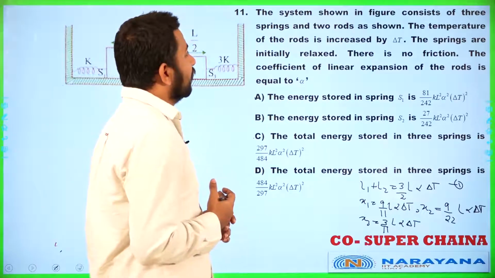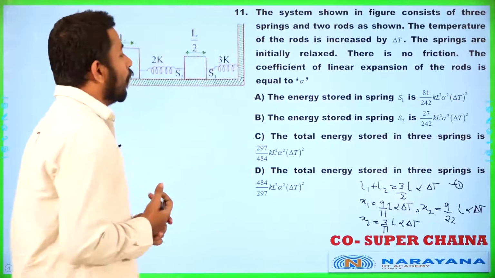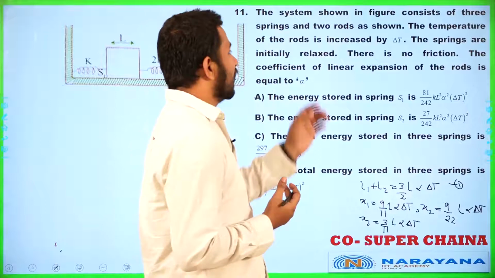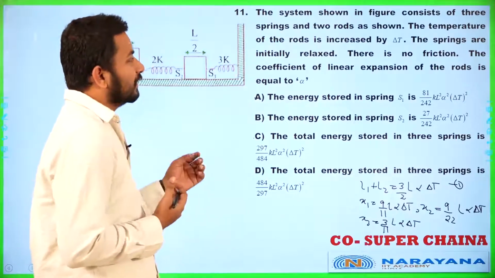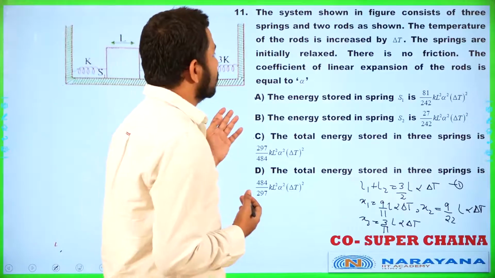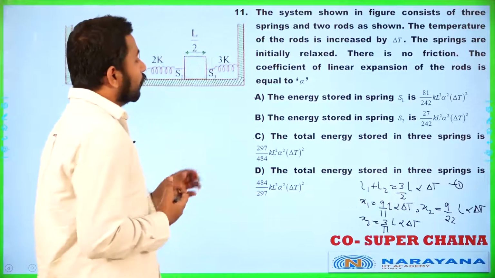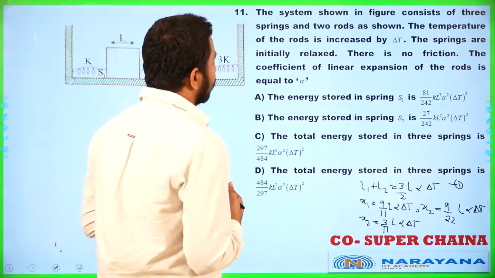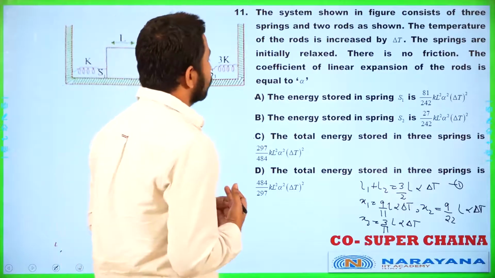The system shown in the figure consists of 3 springs and 2 rods as shown. The temperature of the rods is increased by delta T. The springs are initially relaxed and there is no friction. The coefficient of linear expansion is what you have to calculate here, student.